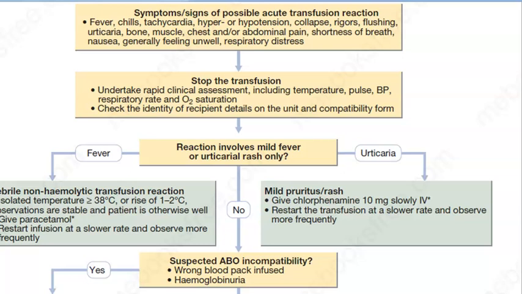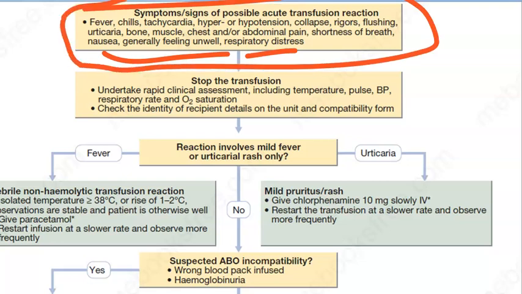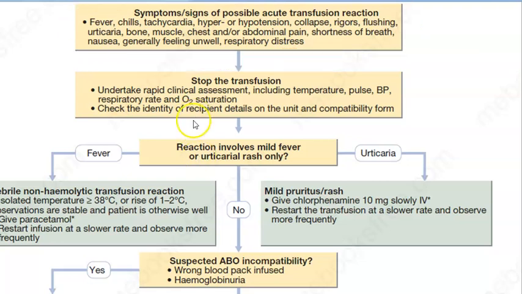Right, on the skin, bone, muscle, chest and abdominal pain he's having, shortness of breath, nausea, feeling of unwellness, respiratory distress. So acute transfusion reaction, all this you have to write, okay. Then what you do, you'll stop the transfusion. First stop the transfusion, they are saying. Check the vitals, that's what they are saying here.